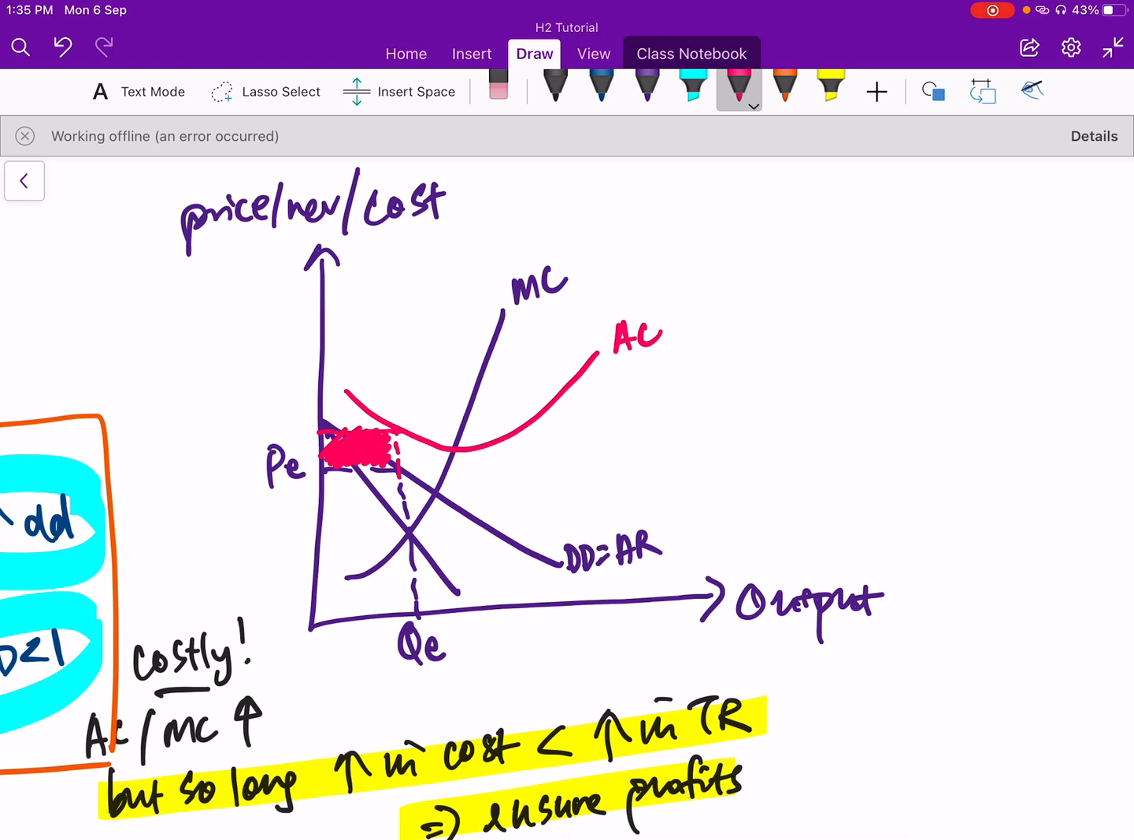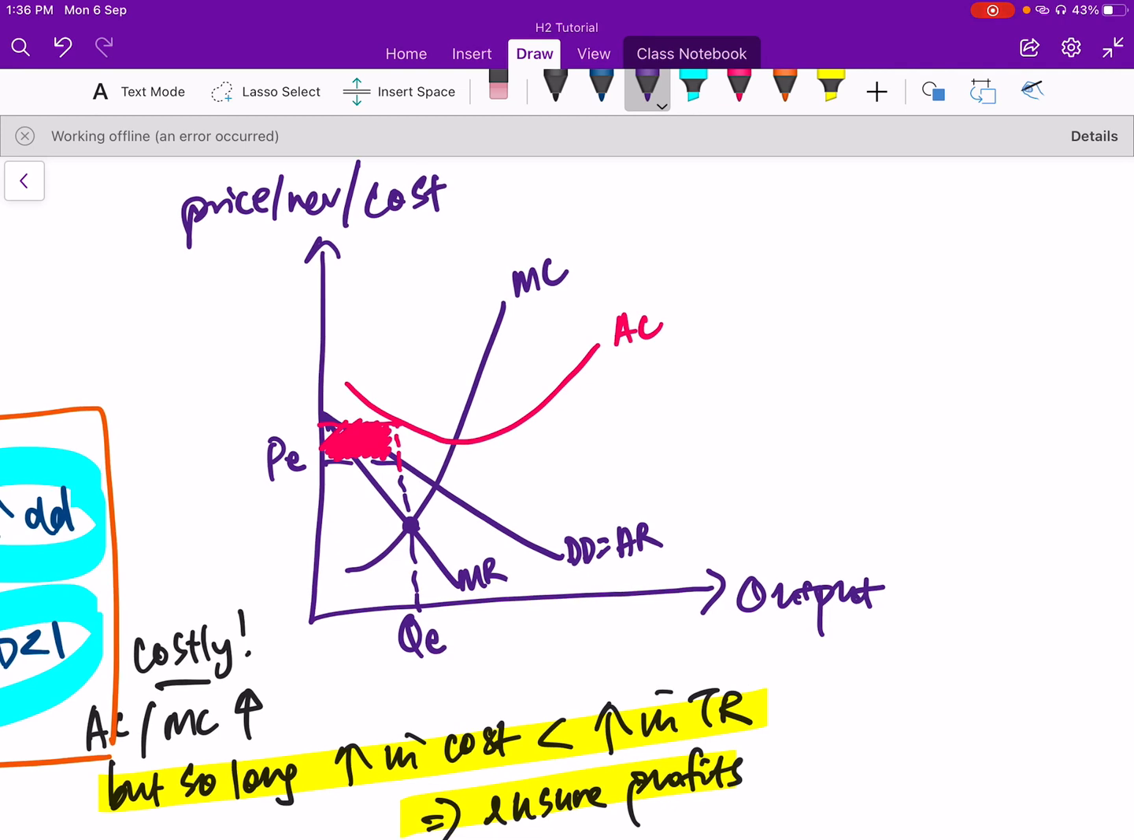Okay, so for example, the basic diagram where your DD as well as your MR curve is drawn, you take the equilibrium where MC cuts your MR at this point, and that will give you your equilibrium output. Okay, to get to the equilibrium price, you have to extend up to the demand curve, and that will give you the price. So assuming that currently you are earning a subnormal profit where the AC cost curve is greater than the price, the shaded pink rectangle will be your subnormal profit.